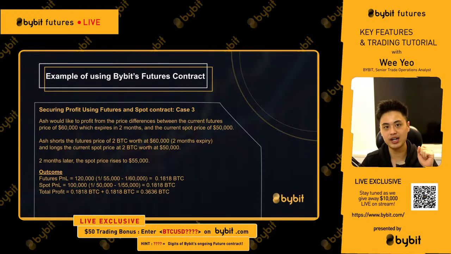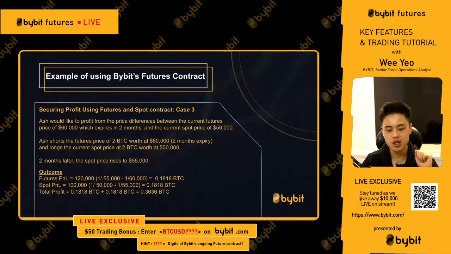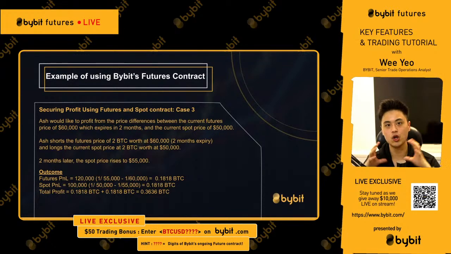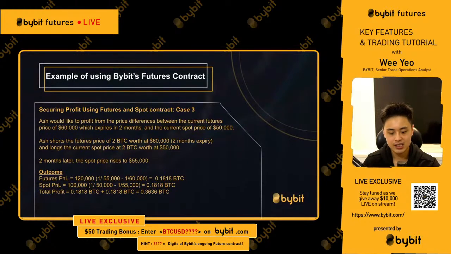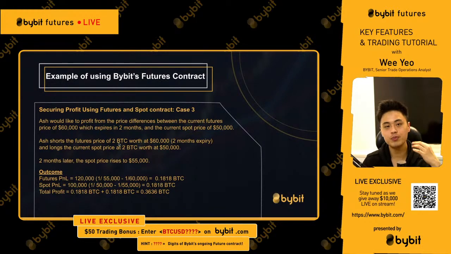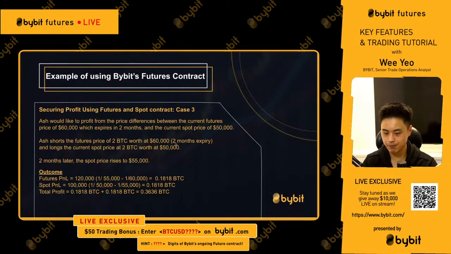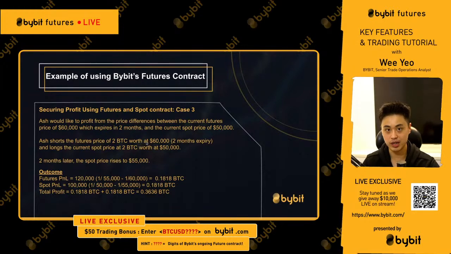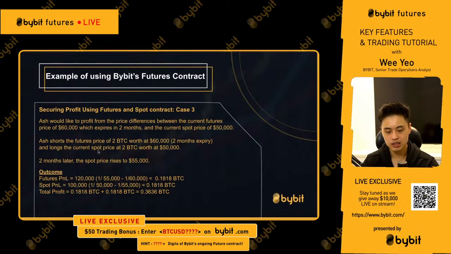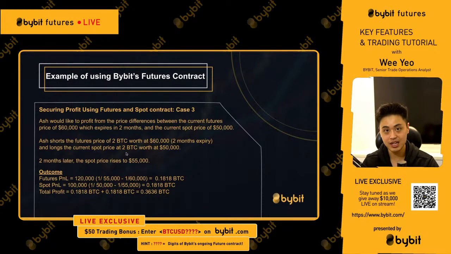Okay, and the current spot price is at 50,000, because there is a difference of 10,000. So how do we actually secure these differences? What he does is he shorts the futures price of 2 BTC worth, same example, at 60,000 entry price, and this will expire in 2 months' time. And he longs the current spot price, same thing, 2 BTC.